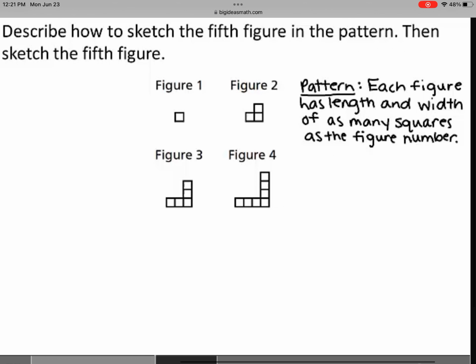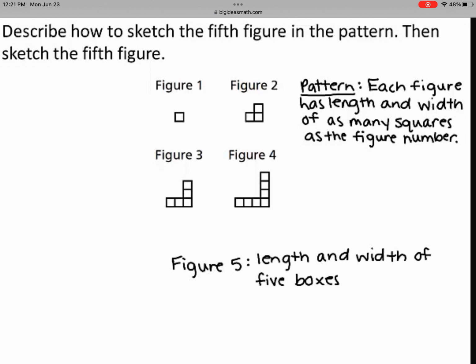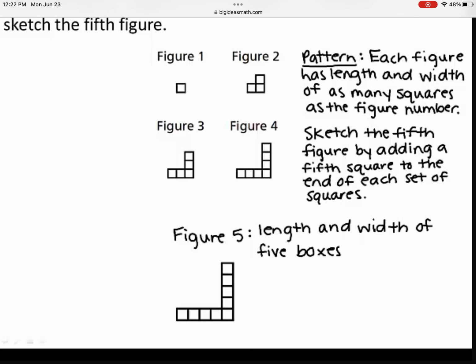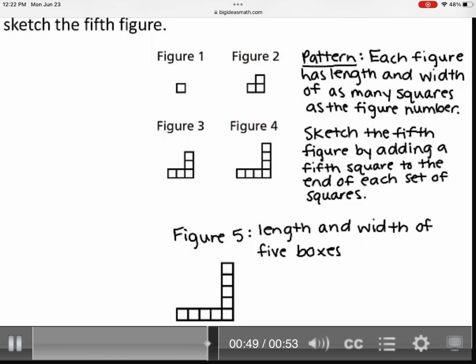Following this pattern, the fifth figure will have a length and width of 5 boxes. So, you can sketch the fifth figure in this pattern by adding a fifth square to each end of the squares as shown. This gives you a sketch of the fifth figure in this pattern.